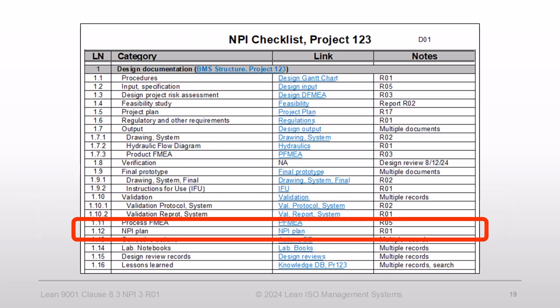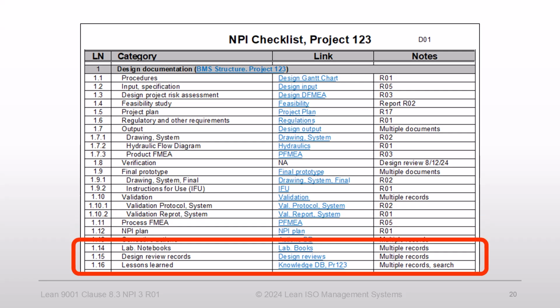The next is the NPI plan. The design group may also be accountable for leading the development of a detailed plan for product introduction. The last part of the design documentation section is housekeeping. We need to collect, organize, and file the lab notebooks, design review records, action lists, lessons learned, and any other evidence of the design process.